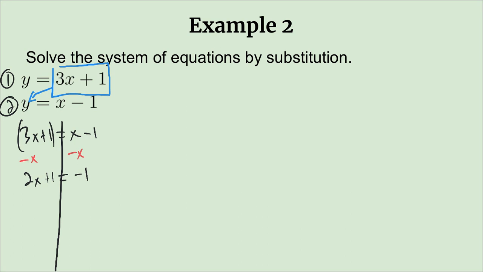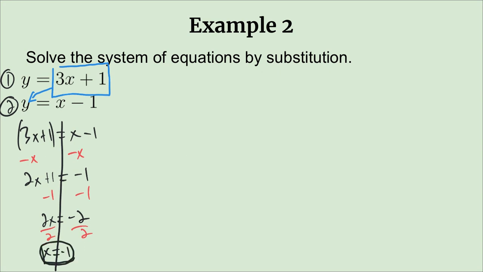Subtract 1 from both sides. We get 2x equals negative 2. And then divide both sides by 2. x equals negative 1.